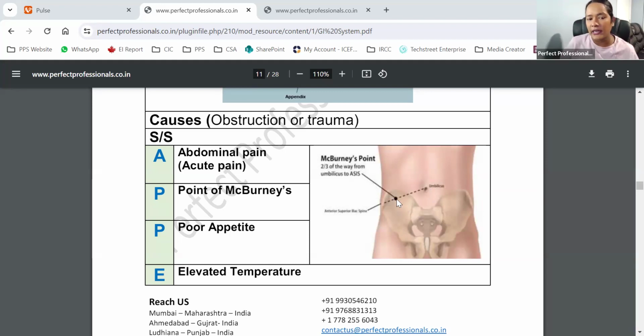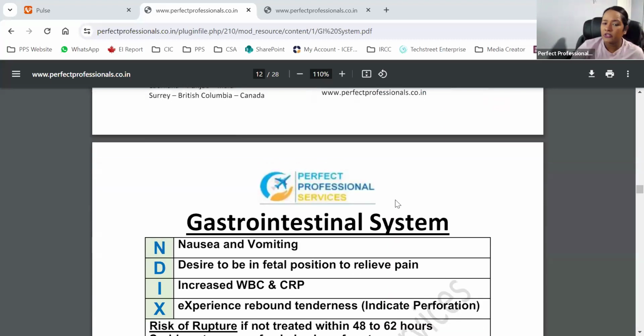There the patient will complain of pain, saying the pain is here. Patient will have poor appetite, elevated temperature, nausea and vomiting, and a desire to be in a fetal position. When we sit with both legs drawn to the abdomen, guarding the knees with our hands, that's the fetal position. They will feel relief, okay, because they are guarding their appendix.